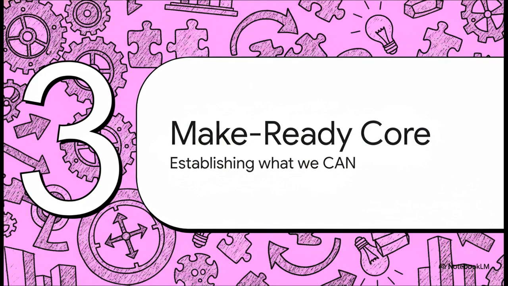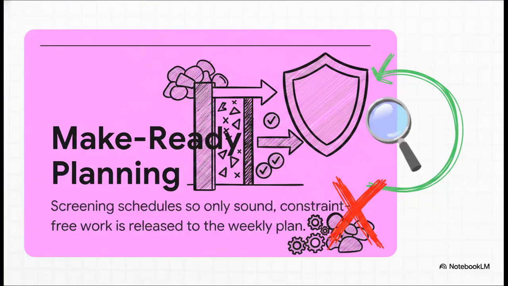Section 3. Make-Ready Planning Core. This right here is the heart of the process. Let's unpack what this actually means. Make-ready planning is the process of screening the schedule to ensure that only sound or constraint-free work is released to the weekly plan. And honestly, soundness is our ultimate filter here. We're essentially acting as a super strict quality control gate. Like if a concrete pour is missing its rebar delivery, it's simply not sound. No way around it. So it absolutely does not advance into our production phase.